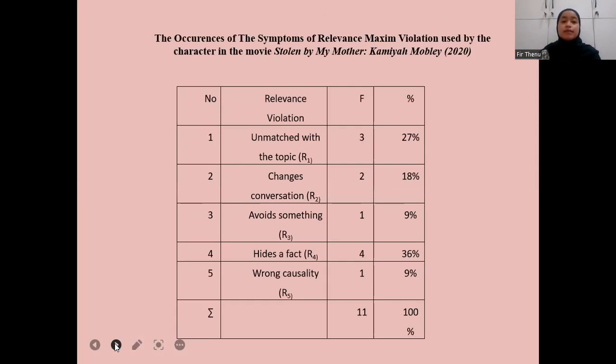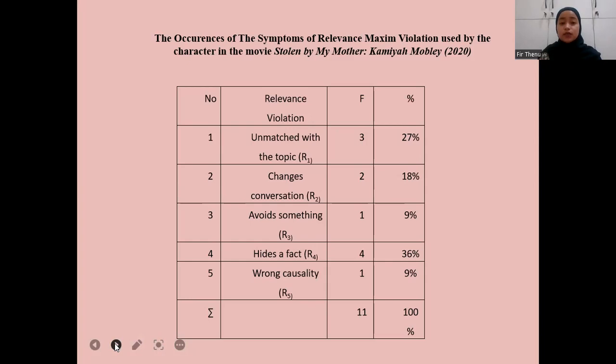And the last, the third occurrence of the symptoms of relevance maxim violation used by the characters in the movie Stolen by My Mother. It can be seen that the characters tend to violate the relevance maxim 11 times. As you can see in the table, the characters violate the relevance maxim in different categories.